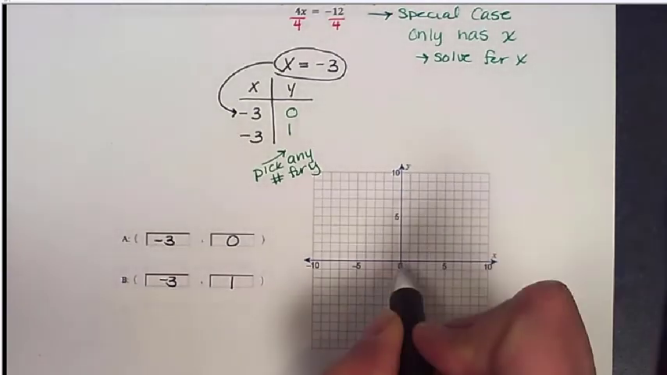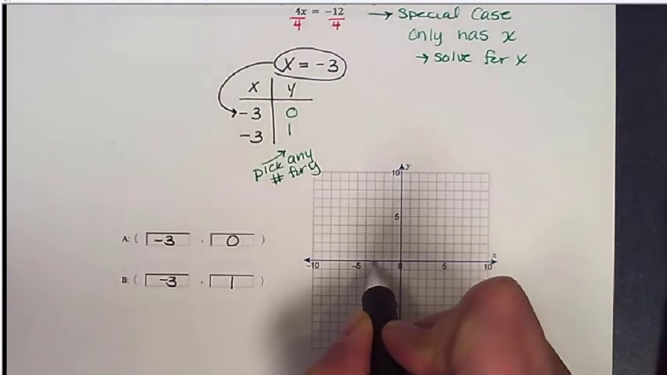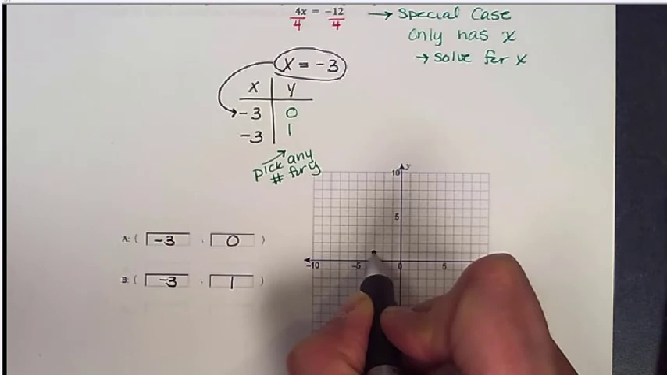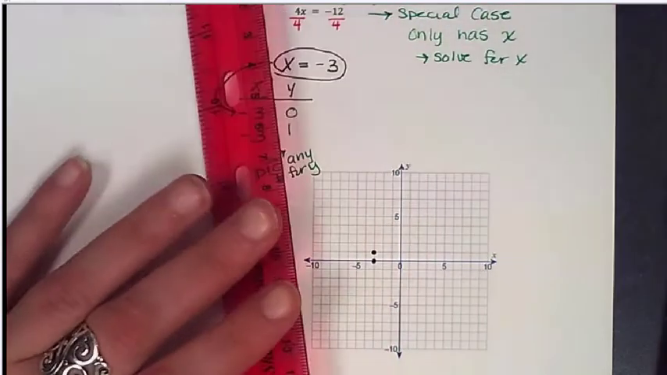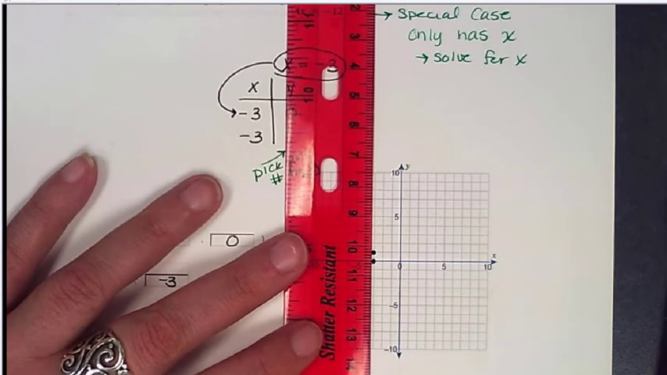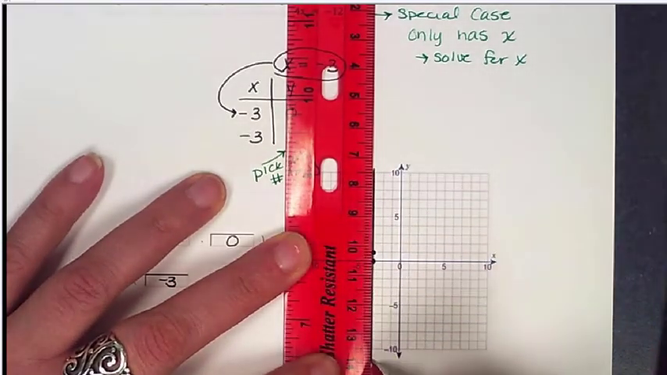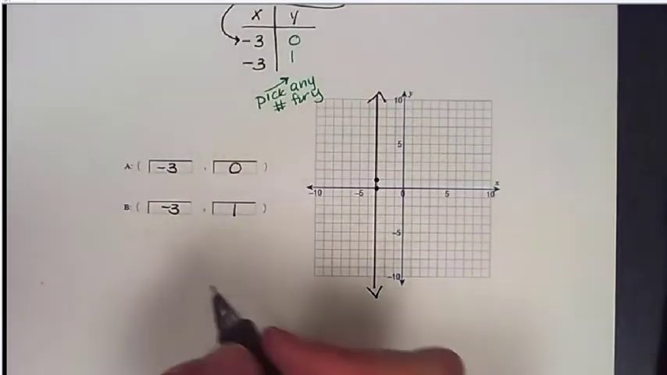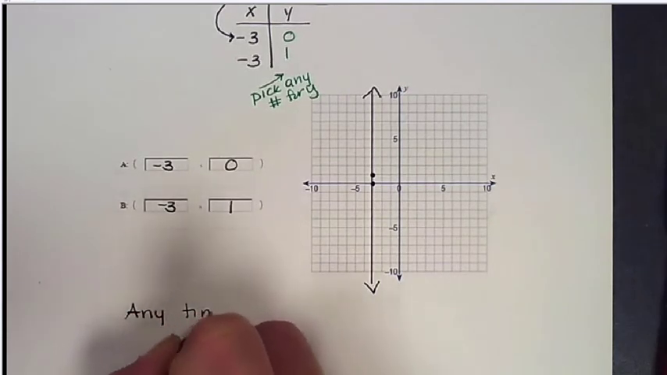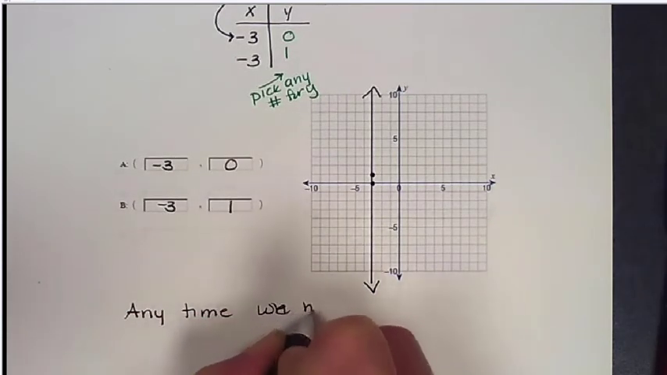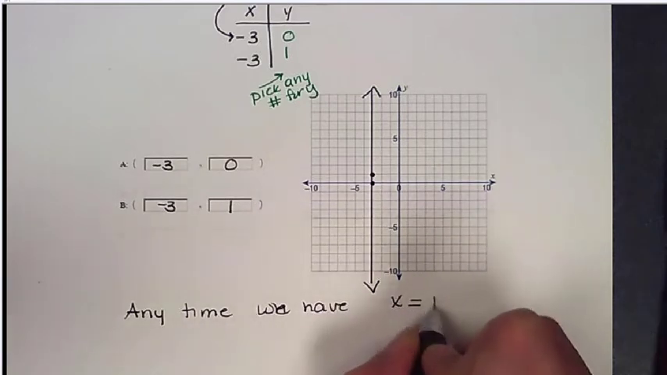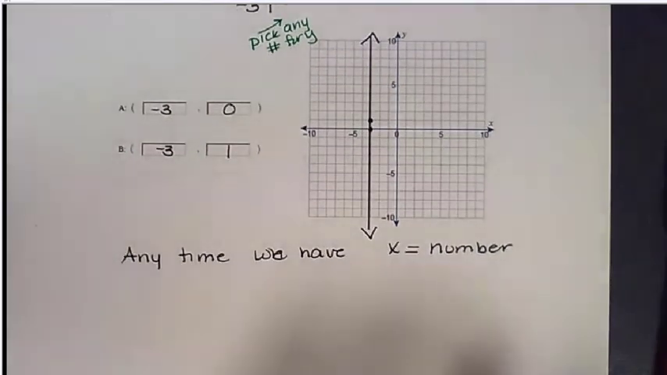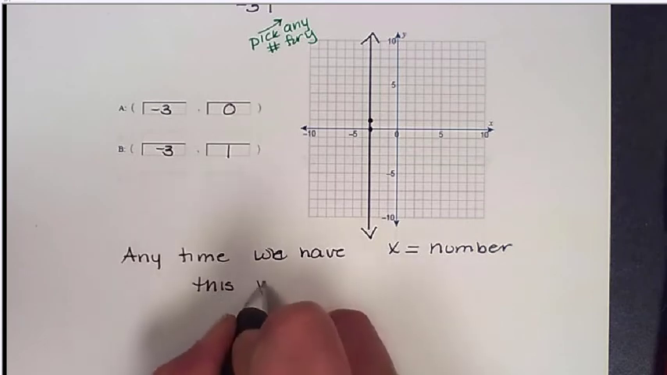So if we graph these 2 points, we're going to go to the left 3, and I'm going to stay at 0 for my y. And then I'm going to go to the left 3, and I'm going to go up 1. And if you'll notice, this is a very specific straight line. It's actually a vertical line at -3. So anytime we have x equal to a number, positive, negative, doesn't matter, fraction, whatever it is, if we just have x equal to a number, this is a vertical line.